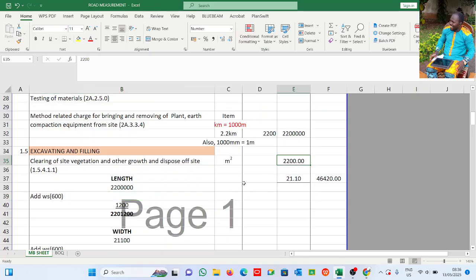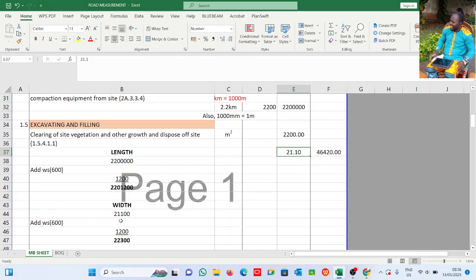However, see, when I entered it, I didn't enter 2.2012 or 2.22012 meters. No, I entered 2,200 meters, which is the exact length, because I didn't put working space. A working space should be allowed for inside my rate. Please take note of that. Right? Then the width of the road is 3 meter plus 3.7 plus 3.7 plus 3 meter plus 3.7 plus 3.7 plus 3. That gives me 21.1.